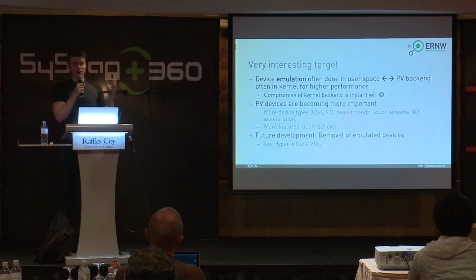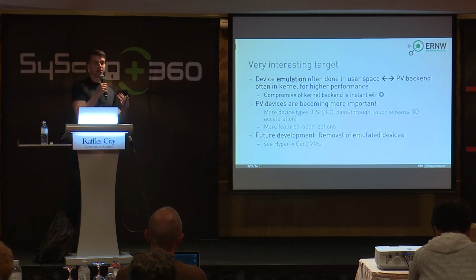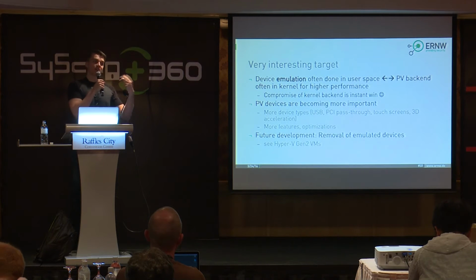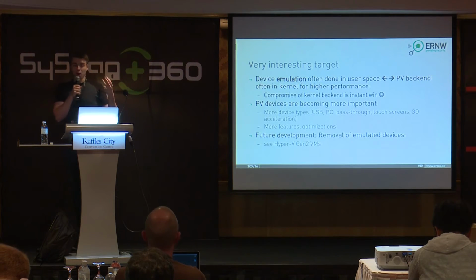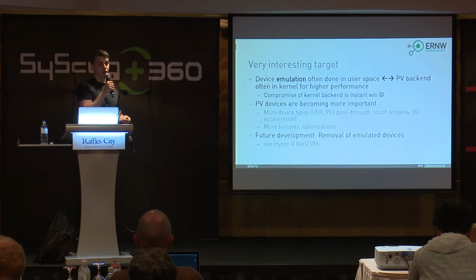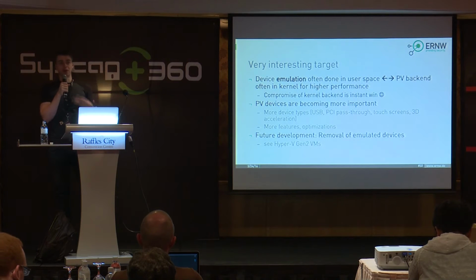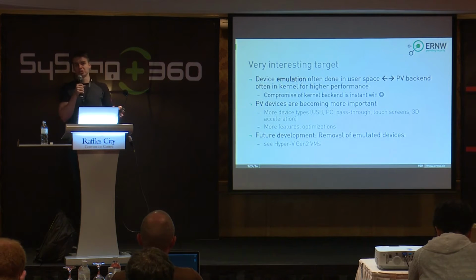On the other hand, all these paravirtualized device backends, at least the ones that are required for high performance, so the network and disk backends, are often simply implemented in kernel space. So the backend is a kernel module. That's the case for Hyper-V, for KVM, and for Xen. This means if you find a bug in one of these backends, you have a direct kernel compromise. You don't require a second sandbox escape or something like that. You're directly in kernel context of the management domain, which is an instant win for all use cases.